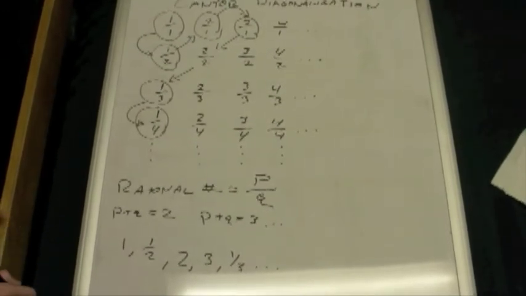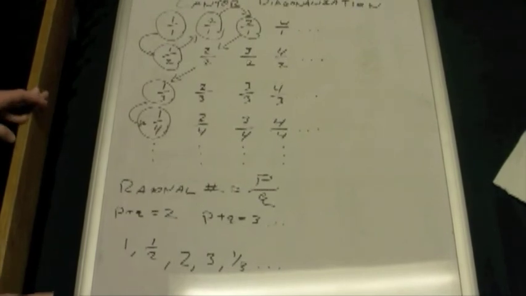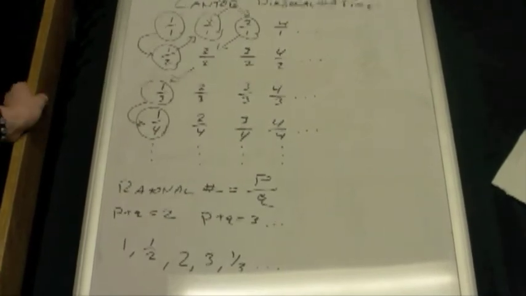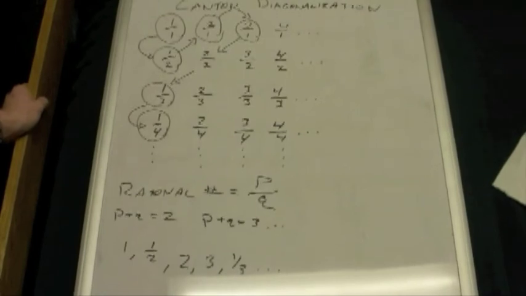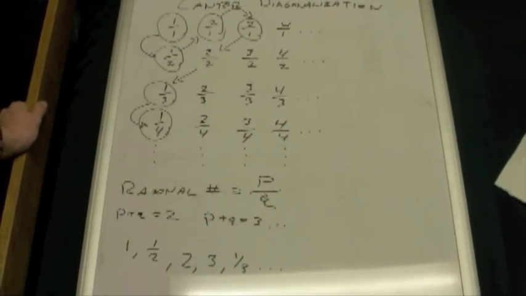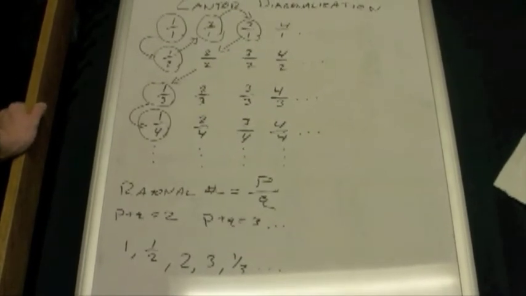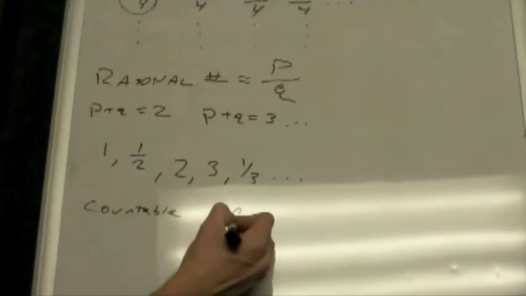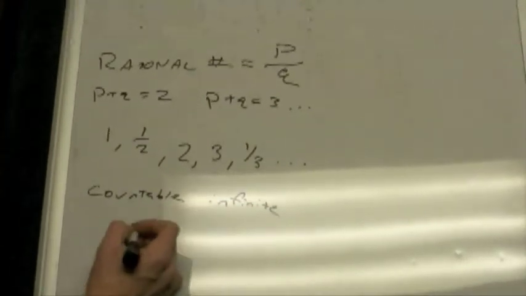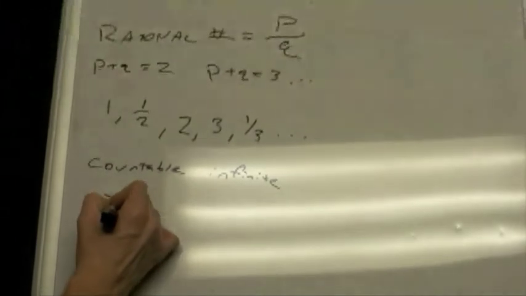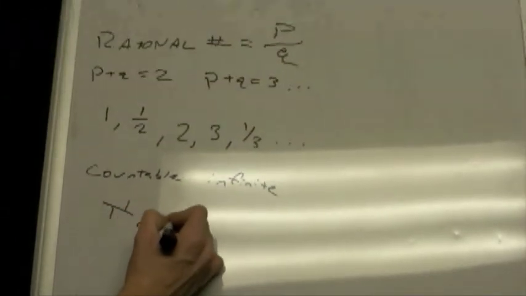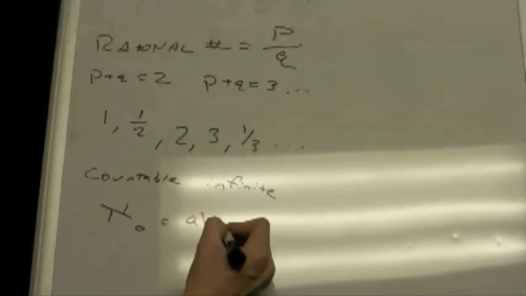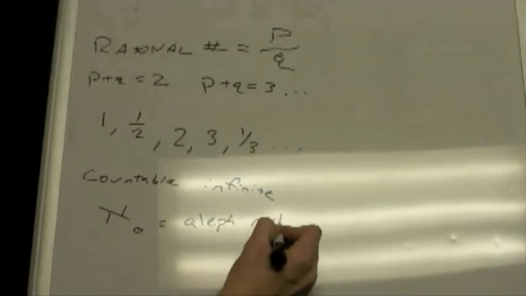Because these circled numbers can all be listed exactly one time, we have shown that the set of positive rational numbers is in fact countable. And this countability, countable but still being infinite, is denoted by the symbol of the Hebrew letter Aleph with a subscript of 0, or Aleph null. And that is how we count an infinite set of numbers.